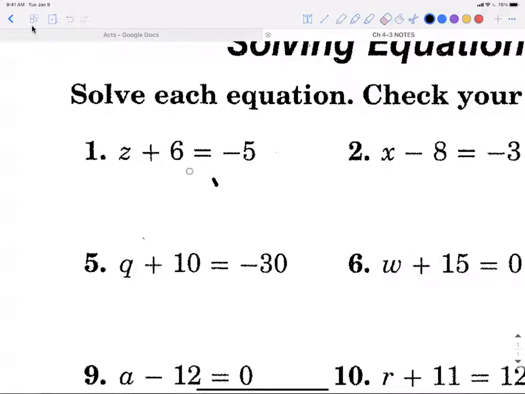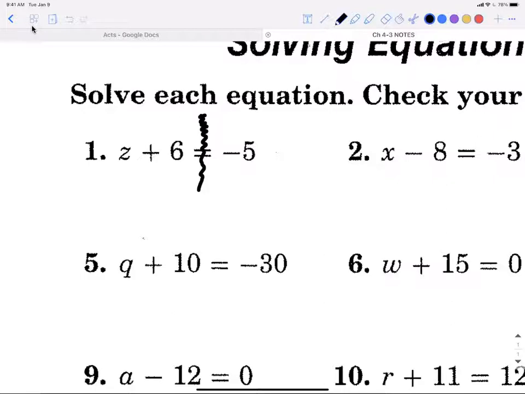A lot of people forget and try to do too much on one side of the equation. So if it helps you, give yourself a little squiggly line to remind yourself that that's your wall. Whatever you do on one side of it, you're always going to do on the other. Your equal sign is always your wall. Wherever the equal sign is in your problem, that's your wall.